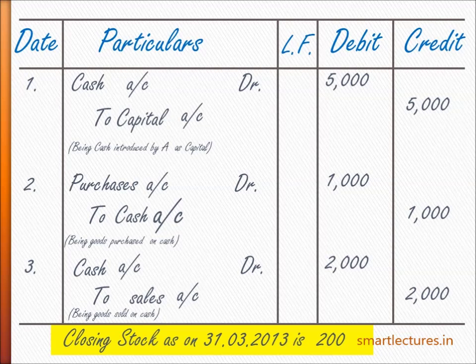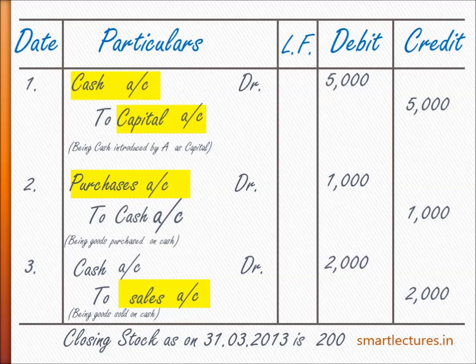So in these 3 journal entries, 4 accounts, or 4 items, are involved. Number 1, cash account. Number 2, capital account. Number 3, purchase account. And number 4, sales account. If you notice these journal entries, you will find cash account has been involved 3 times, but only one account will be opened, cash account. If cash account is involved 3 times, it doesn't mean that we will have to open 3 cash accounts, because only one account or one ledger in the same name can be opened.